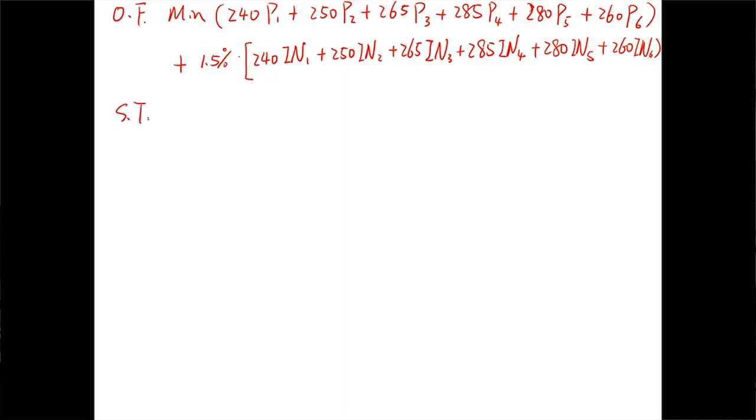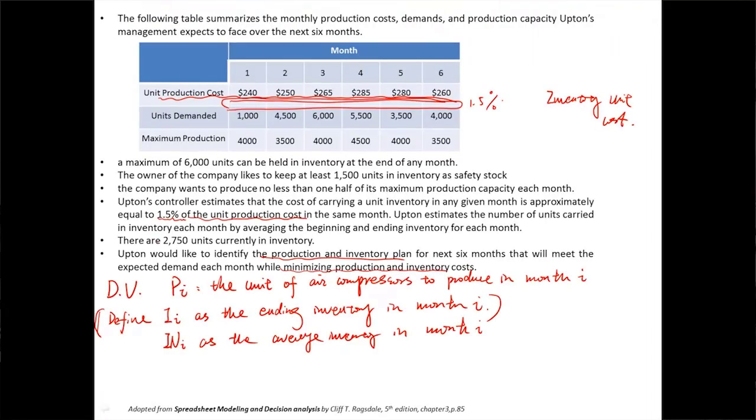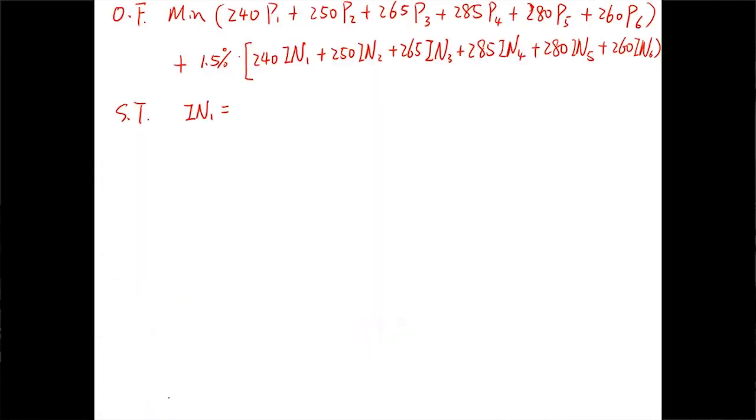And first thing what I'm going to do will be to define this IN. So IN1 equals to B. That's the average inventory in the first month. Okay. And we know that there are currently 2,750 inventory currently there. That means that's the beginning inventory. So that would be 2,750 plus I1. That's what we defined as the ending inventory, divided by 2.